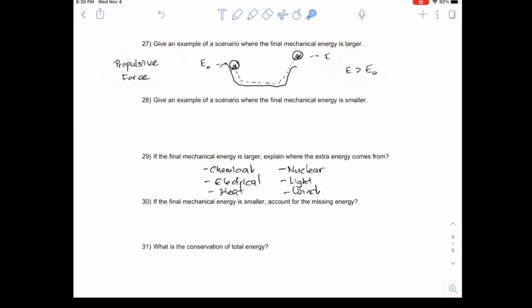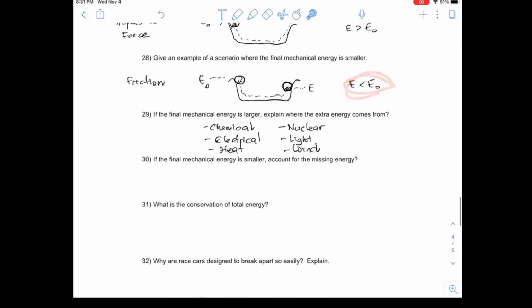Okay, so give an example of a scenario where the final mechanical energy is smaller. Okay, once again, Geller's incline experiment. All right, so this time the frictional force, the force of friction. So we've got the initial mechanical, we've got the final mechanical. All right, so you end up losing mechanical energy when there's friction present. Okay, so final mechanical energy, this one is going to be smaller. All right, the final mechanical energy is going to be smaller than the initial one. The initial one is here. So this is the amount of energy that we end up losing, right?